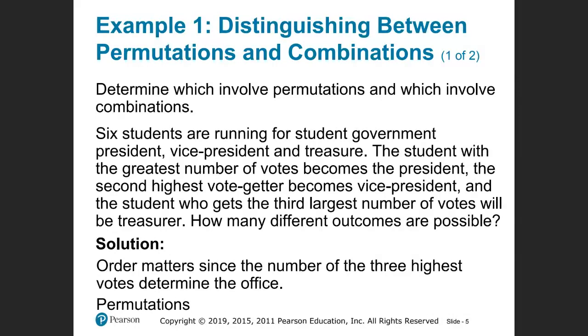Example 1. Distinguishing between permutations and combinations. Determine which involve permutations and which involve combinations. 6 students are running for student government: president, vice president, and treasurer. The student with the greatest number of votes becomes the president. The second highest vote getter becomes vice president, and the student who gets the third largest number of votes will be treasurer. How many different outcomes are possible? Solution. The order matters in this particular example because the number of the 3 highest votes determine the office.